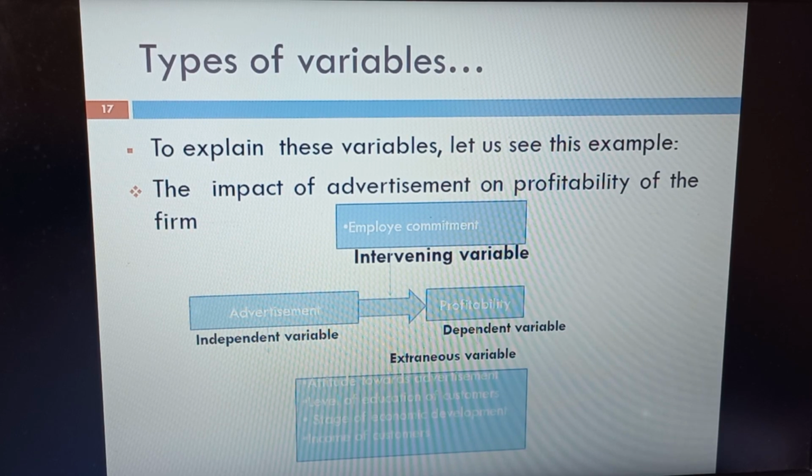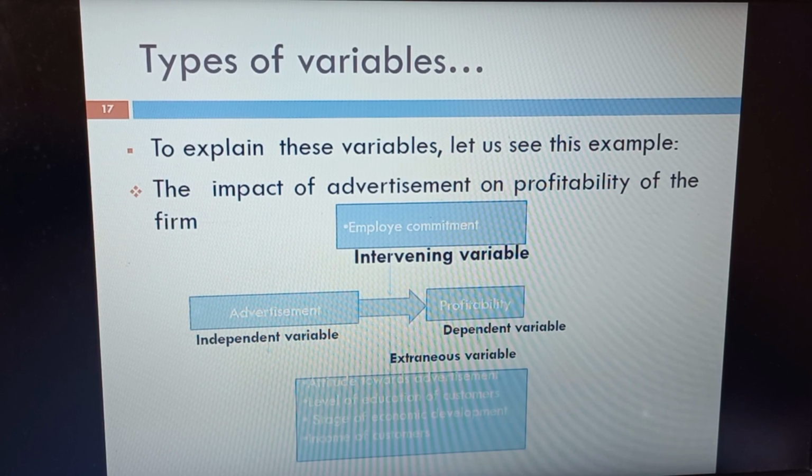Here, the impact of advertisement on profitability of the firm is the study. Now have a look. Advertising is the independent variable that causes a change in profitability. So profitability is the dependent variable. It is a variable that is caused by the independent variable advertisement.